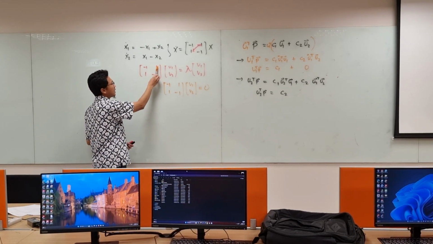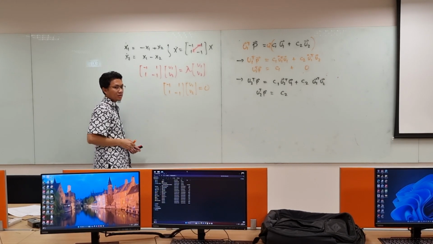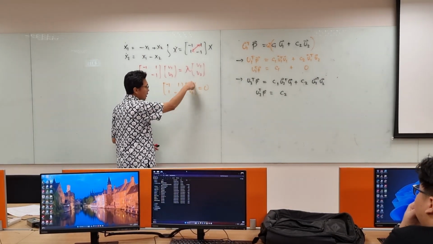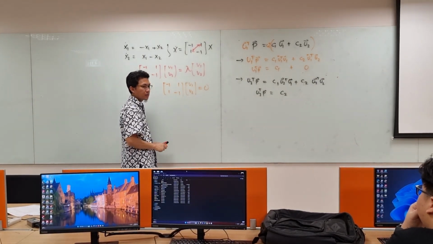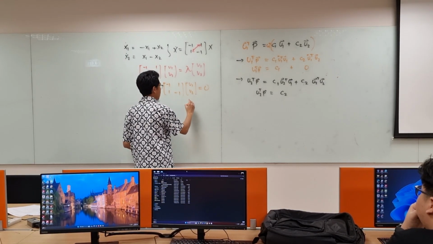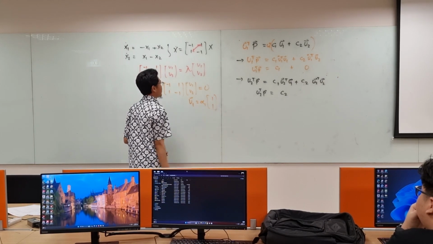This column is just minus 1 times this column, right? Yes, so they are not independent. We know 0 is the first eigenvalue, and then the eigenvector is? 1 and 1, correct. Okay, so the first eigenvector is alpha times 1, 1.